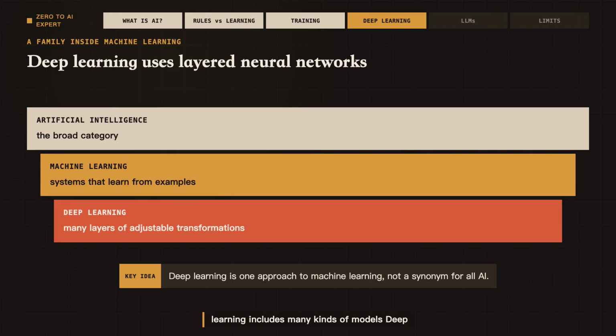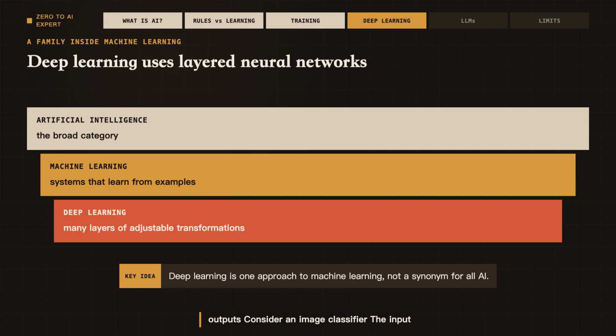Machine learning includes many kinds of models. Deep learning is one family within machine learning. A deep neural network contains multiple processing layers. Each layer transforms the representation it receives. Training adjusts the parameters across those layers so the network can produce useful outputs.